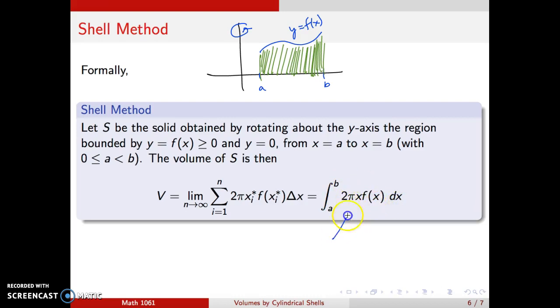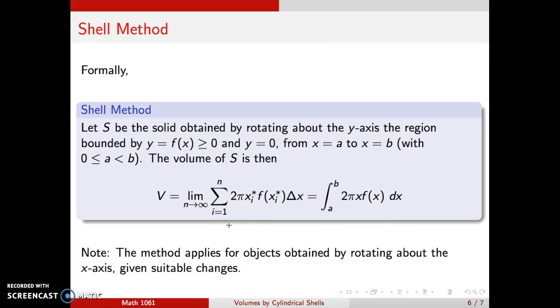And again, think circumference, height, and the thickness of the shell, which kind of shrinks to 0 as you increase the number of shells. So adding up all those shell volumes gives us an estimate. That limit gives us the exact value.